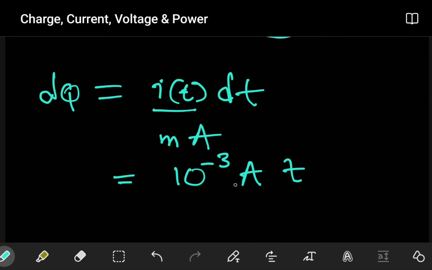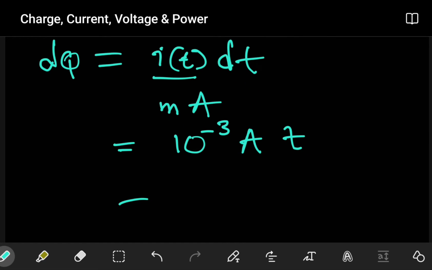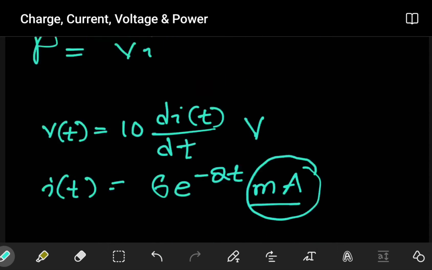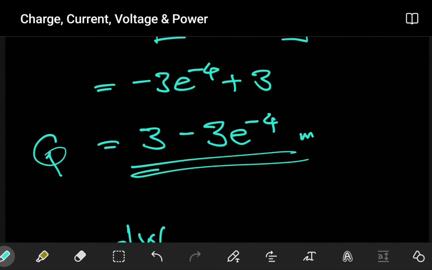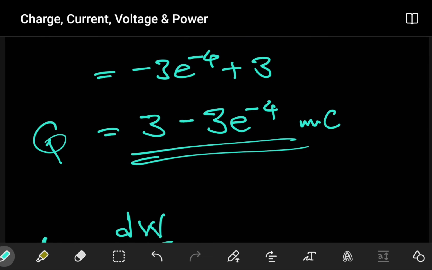So in the end, what I'm trying to say here is that whatever the units of charge, they're going to be coulombs, but the 10 to the power minus 3 will still exist there. So this should be millicoulombs. So the final answer that we got here, we had this expression. The unit it's going to have is going to be the millicoulombs because we used current in milliamps.